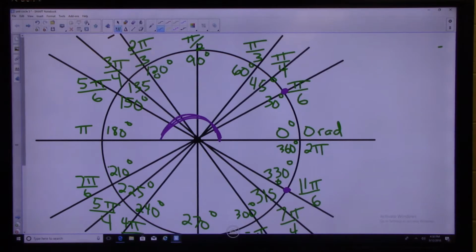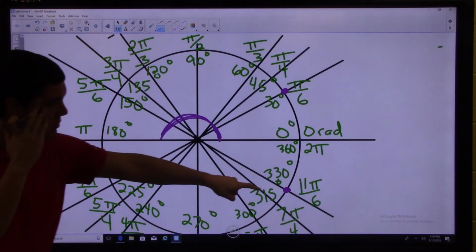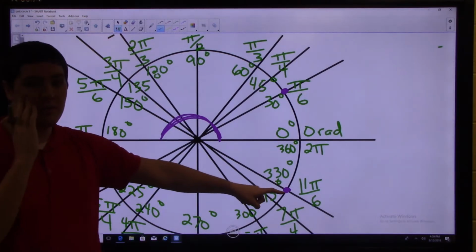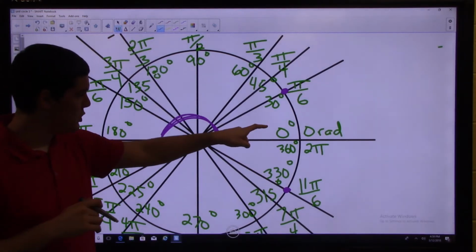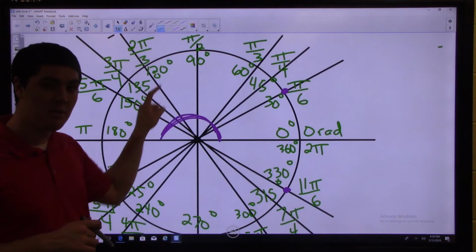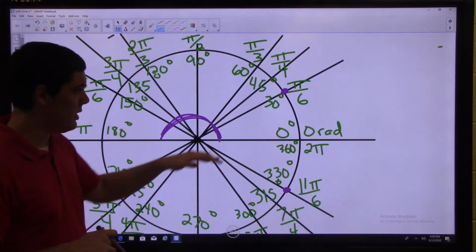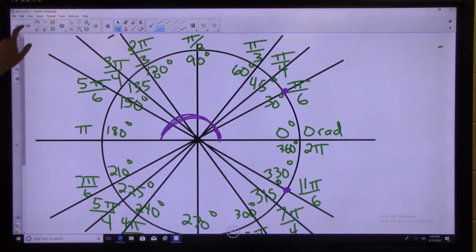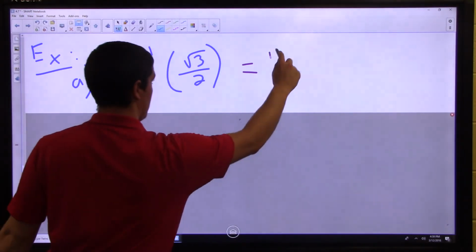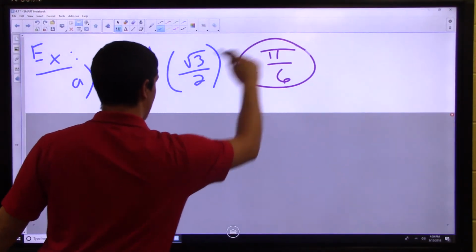So again, the question I told you to ask yourself is, what did my angle have to be in order to have a cosine ratio equal to square root of 3 over 2? Both of those angles answer that question, but we can only choose one of them because 11 pi over 6 does not fall in the right interval. We have to choose from 0 to pi. So with cosine, we got to choose the top half of the unit circle. We got to pick an angle up here. So in this case, pi over 6 is going to be my answer. That is my angle.